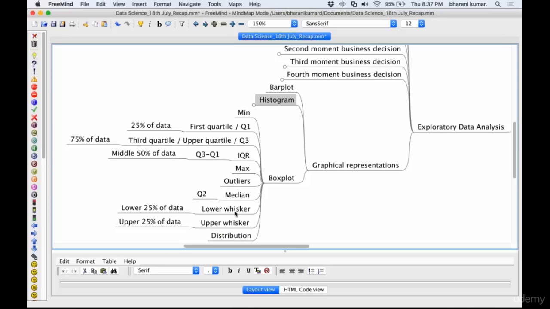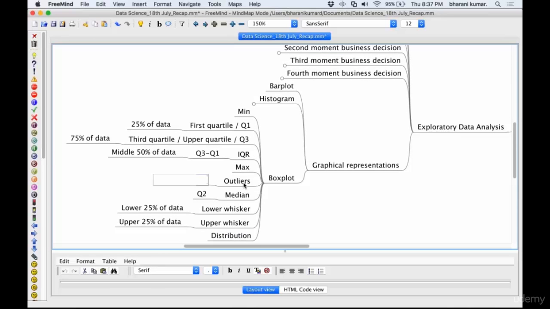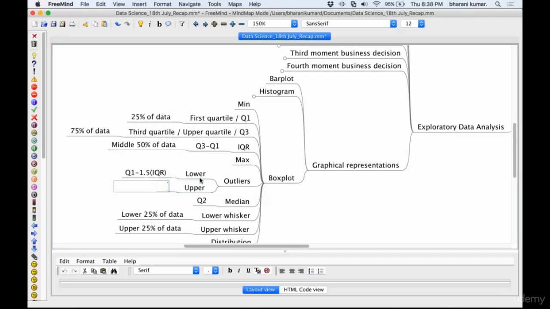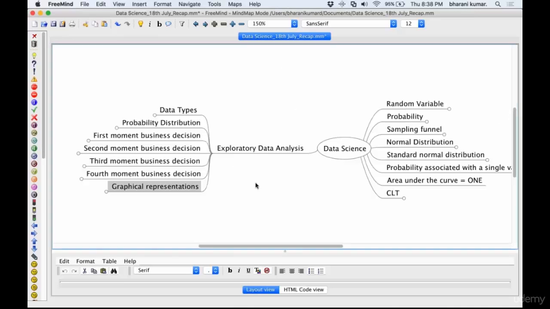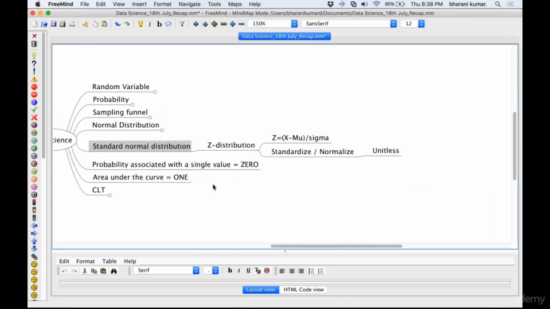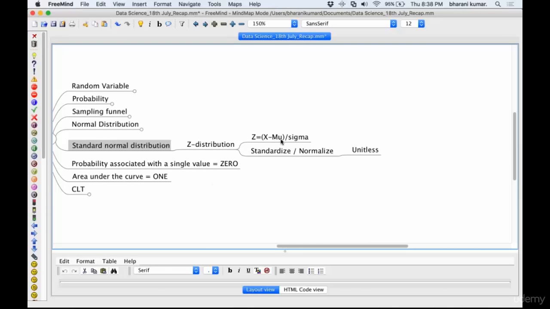And how are the outliers calculated? Toward the lower side, the formula is Q1 minus 1.5 times the interquartile range. And on the upper side, it is Q3 plus 1.5 times the interquartile range. Also, when we discussed standardizing the data, we discussed the Z distribution, z = (X minus mu) divided by sigma, which would standardize the data.